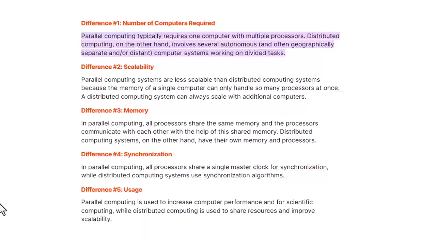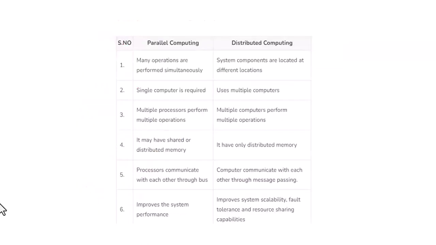The fourth difference is synchronization. In parallel computing, all the processors share a single master clock for synchronization, while distributed computing systems use synchronization algorithms rather than a physical clock. And the fifth difference is the usage. Parallel computing is used to increase computer performance and for scientific computing, while distributed computing is used to share resources and improve scalability. So this is the summarized table which summarizes the comparison of parallel computing and distributed computing.